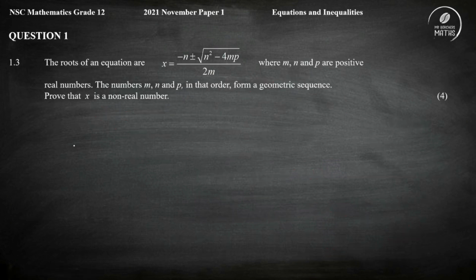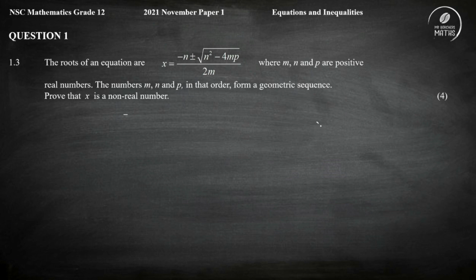Okay, question 1.3 involves proof and requires an understanding of the nature of roots of a quadratic equation. The question reads, the roots of an equation are x equals negative n plus or minus the square root of n squared minus 4mp, all over 2m, where m, n, and p are positive real numbers. The numbers m, n, and p in that order, it's important, form a geometric sequence. Prove that x is a non-real number.